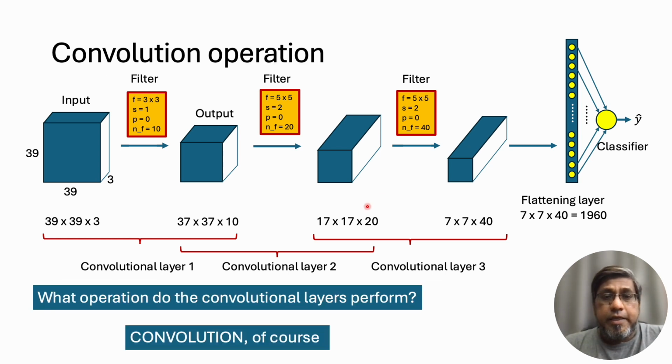So the question for today's lecture that we will attempt to answer is, what is the operation that is performed by each of the convolutional layers? In this particular illustration, we have three convolutional layers which process an input image by convolving the input with some filter. So we will try to understand what operation is performed by the convolutional layers. Now, as the name suggests, these are convolutional layers, so the operation that is performed is indeed convolution.